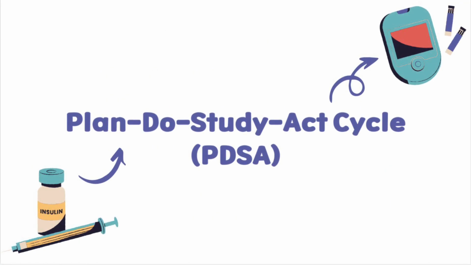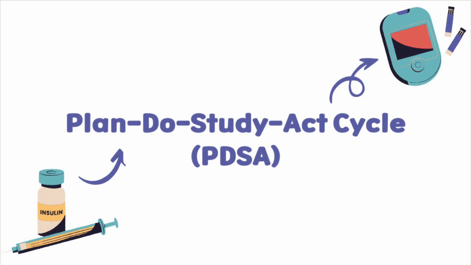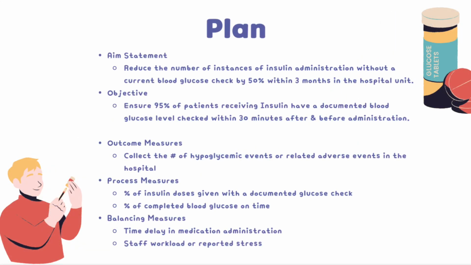The QI method I am using is PDSA. For the plan phase, we start with an aim statement. The goal is to reduce the number of instances where insulin is given without a current blood glucose check by 50% within 3 months on the hospital unit. The objective is to ensure that 95% of patients who receive insulin have a documented blood glucose level checked within 30 minutes before and after administering.